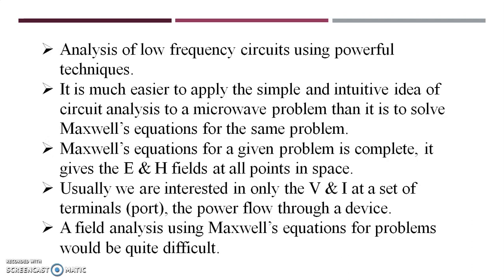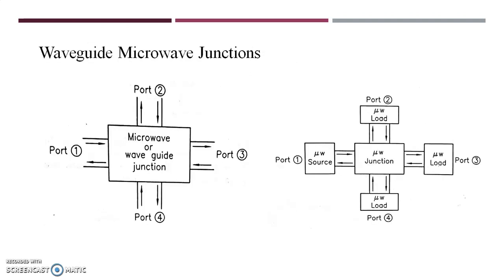So an easier network analysis, called scattering parameters, is used to find the relationship between the different ports. These scattering parameters give the power relationship between two different ports, like the Y parameter, H parameter, ABCD parameter in a two-port network. So in these microwave junctions, we will use the scattering matrix. Let us take an example of a microwave junction.